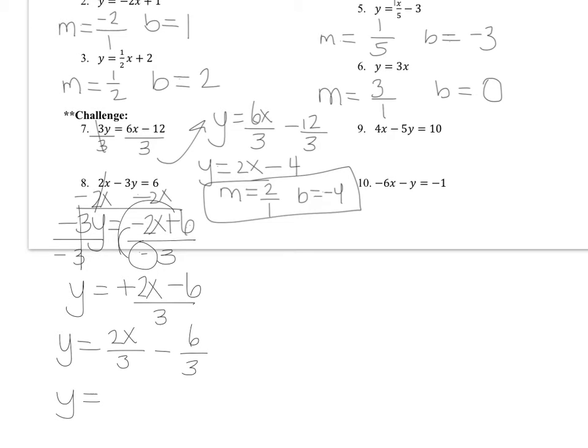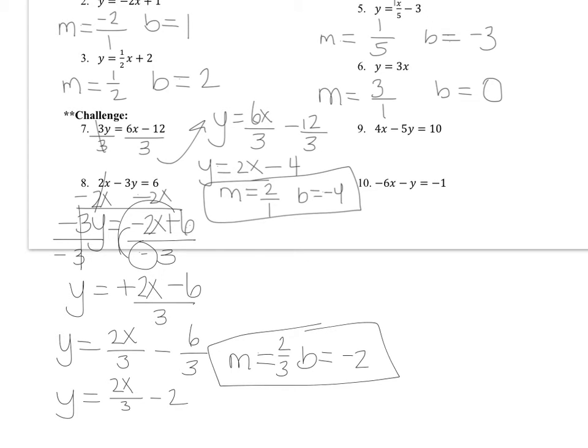Y equals 2x over 3 minus 6/3. So y equals, clean it up, 2x divided by 3, I can't. 6 divided by 3 is 2. Y is by itself, so now I can safely say m equals, b equals. What does m equal? 2/3. How do I know? It's next to x. What's b? -2. How do I know? It's all alone. So I want you to go ahead and pause this video, and attempt to do 9 and 10 on your own, and then we'll go over it in class tomorrow.